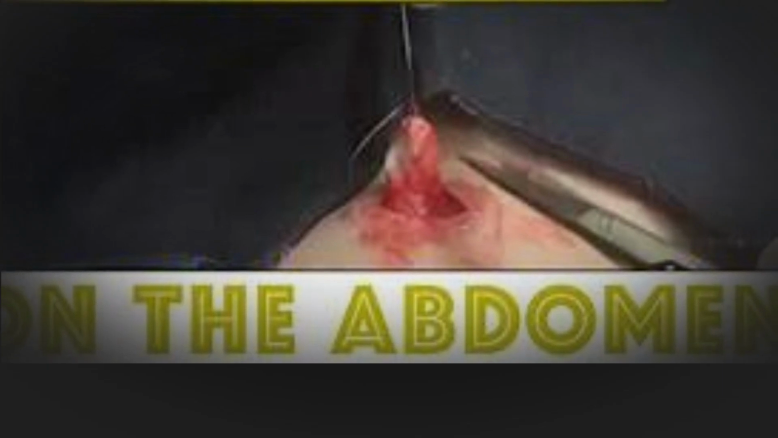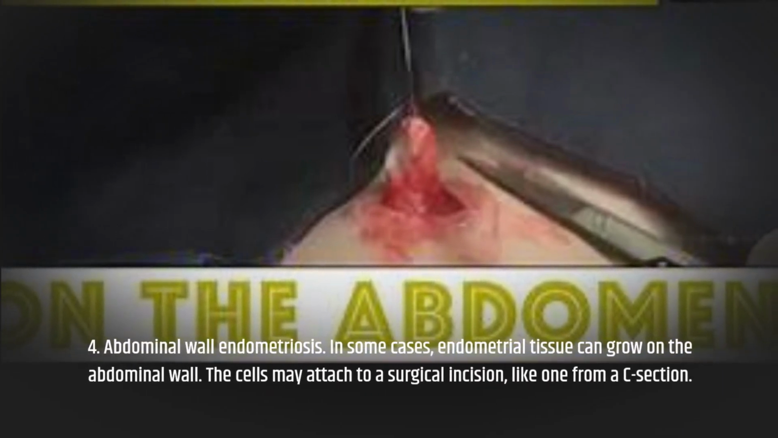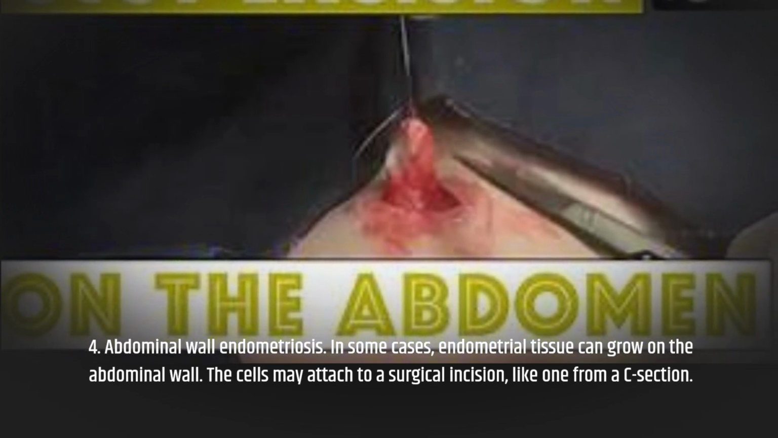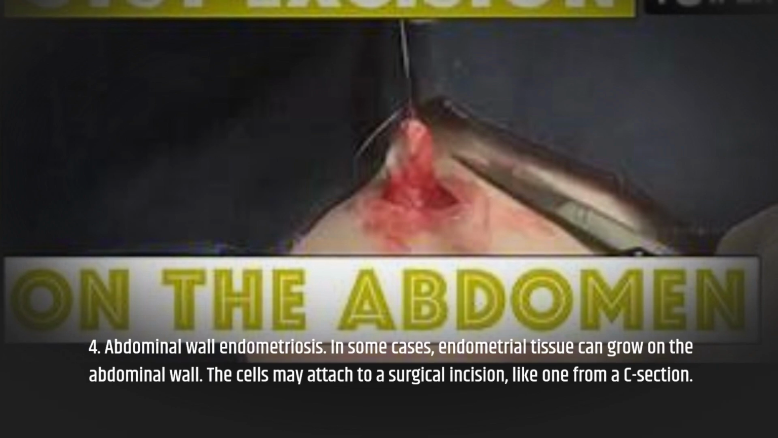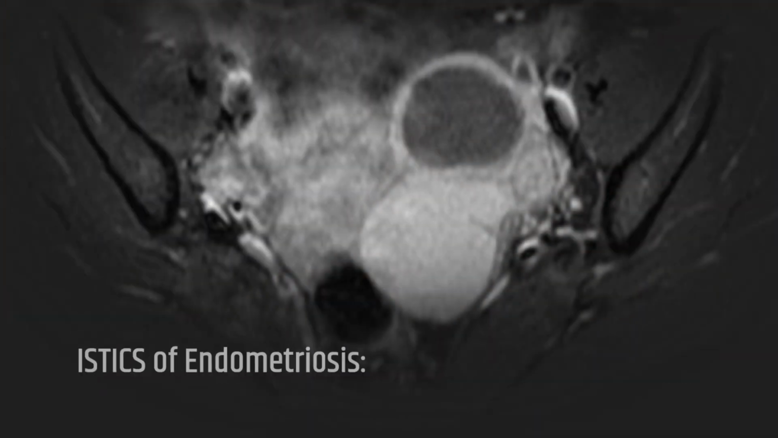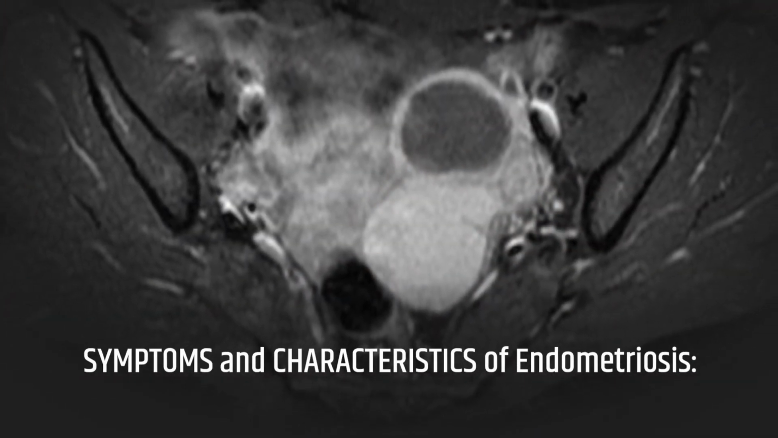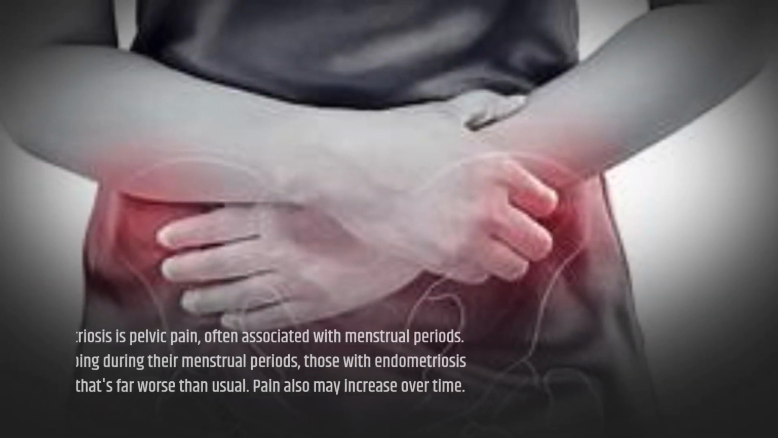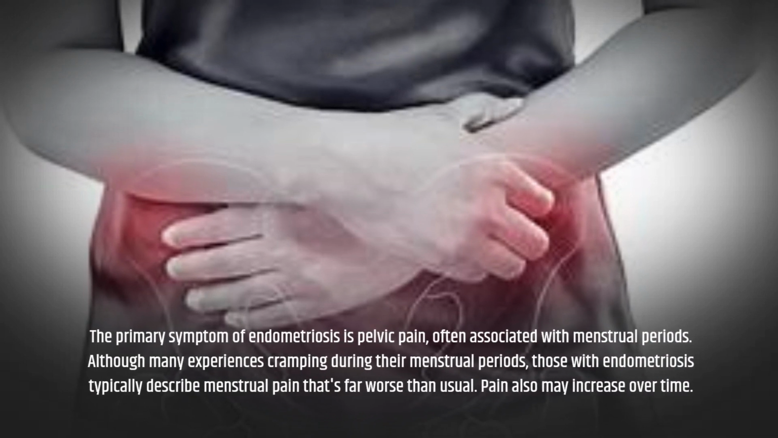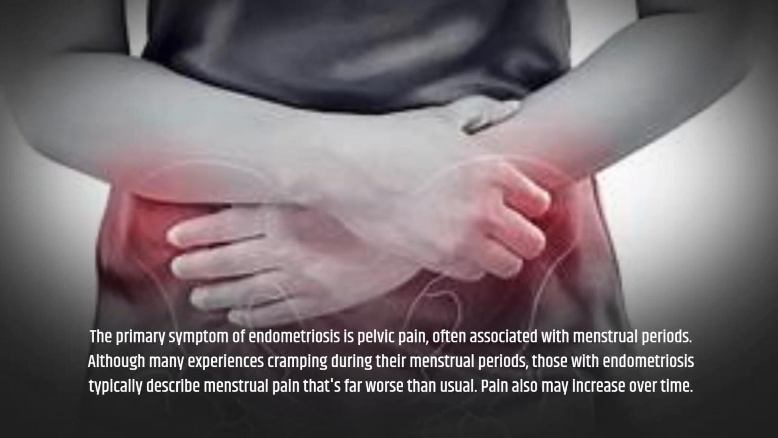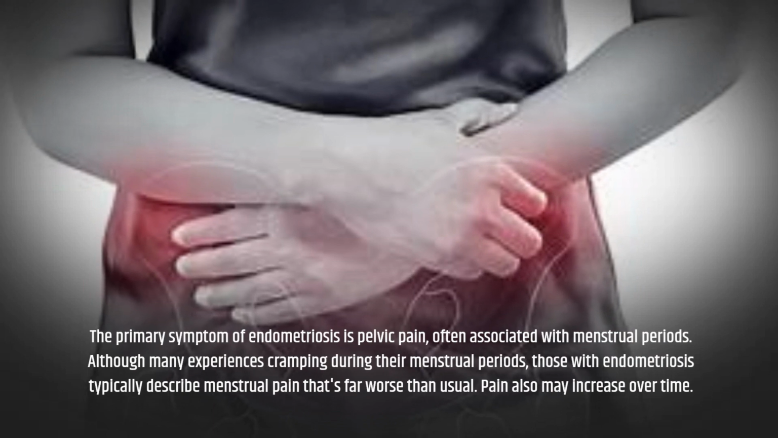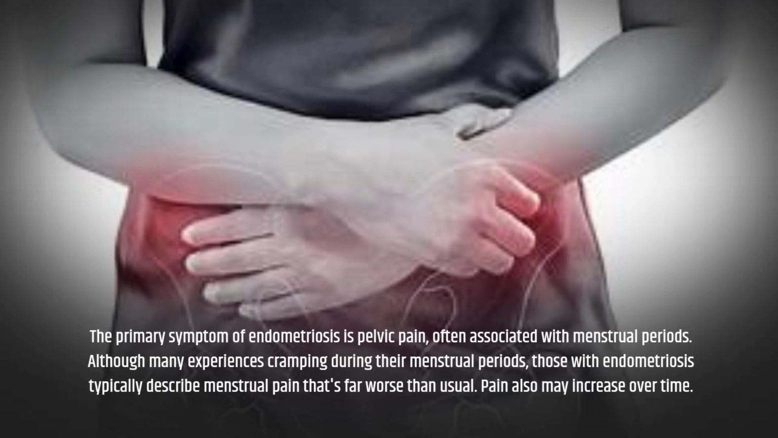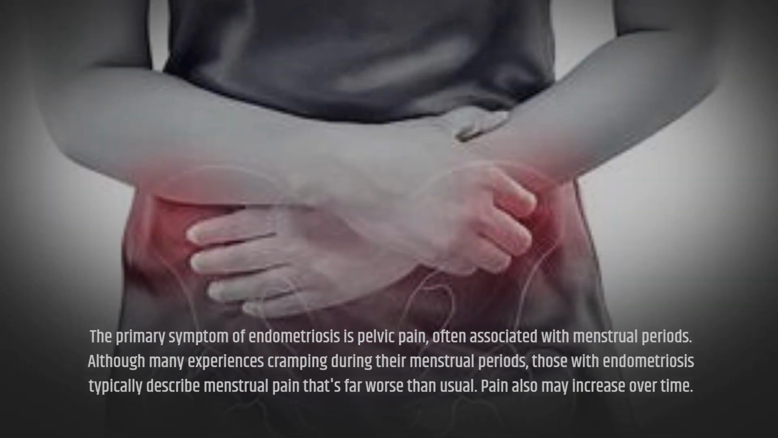4. Abdominal wall endometriosis. In some cases, endometrial tissue can grow on the abdominal wall. The cells may attach to a surgical incision, like one from a C-section. Symptoms and characteristics of endometriosis. The primary symptom of endometriosis is pelvic pain, often associated with menstrual periods. Although many experience cramping during their menstrual periods, those with endometriosis typically describe menstrual pain that's far worse than usual. Pain also may increase over time.